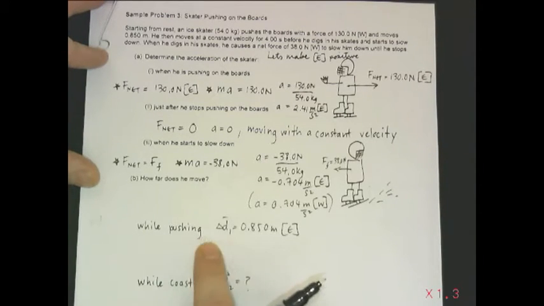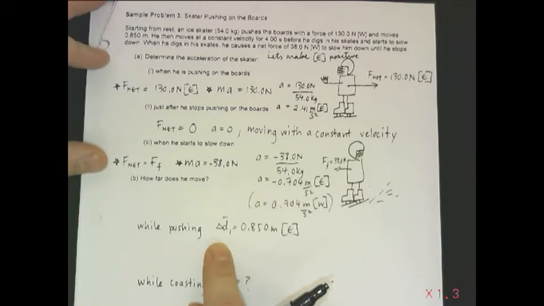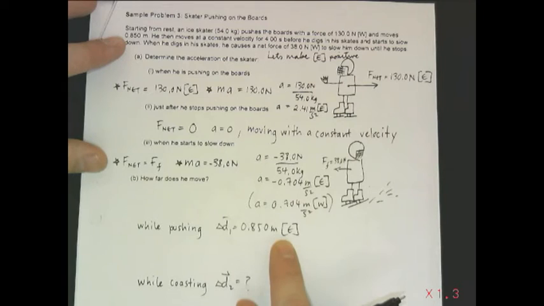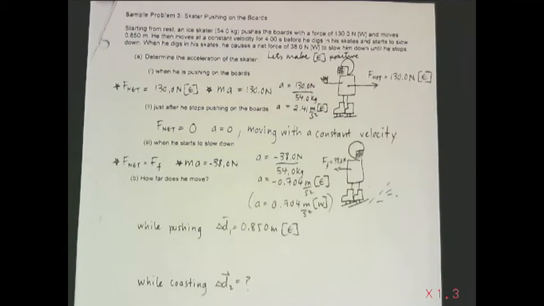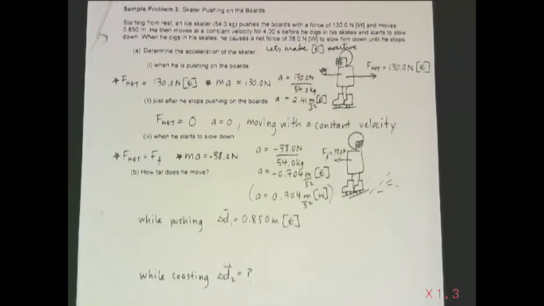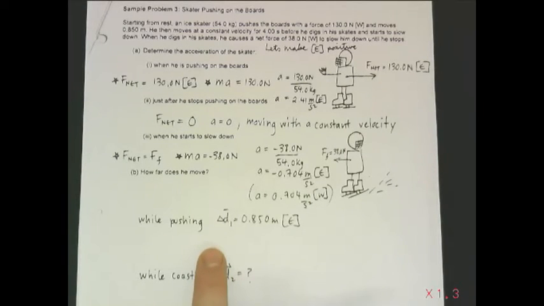So while pushing against the boards, the question tells us that the skater has traveled 0.850 meters east. What they don't tell us is the speed with which the skater has left the boards. And that information is really important in determining the distance traveled while coasting. So in order to determine the distance traveled while coasting, we're going to have to first find out the speed with which we left the boards.